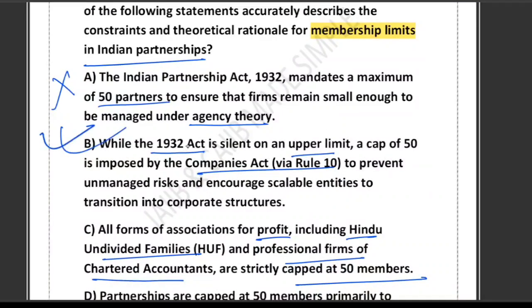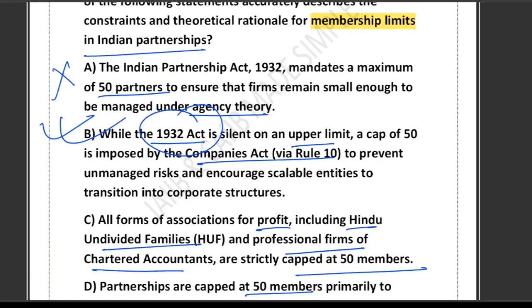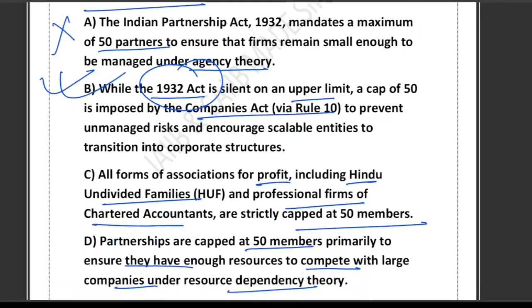Yes, while the 1932 Act is silent on the upper limit, the Companies Act imposes a cap of 50 to control risk and push a scaling firm to become a company. Yes, option B is the correct one. This option is legally and theoretically perfect because the correct law is identified, correct reasoning has been explained, and large businesses are encouraged to convert into company structure, enjoying better governance and investor protection.